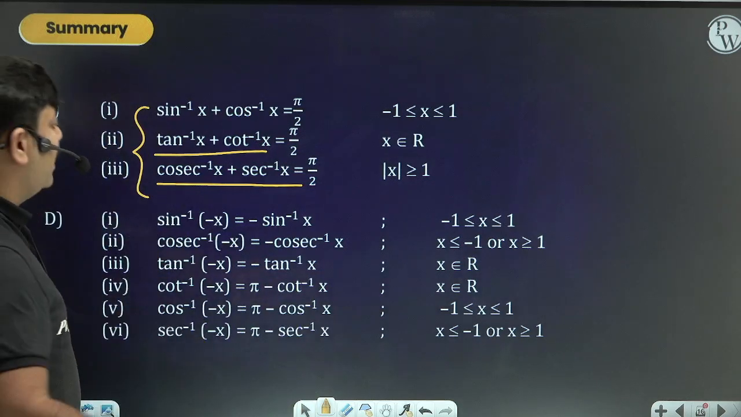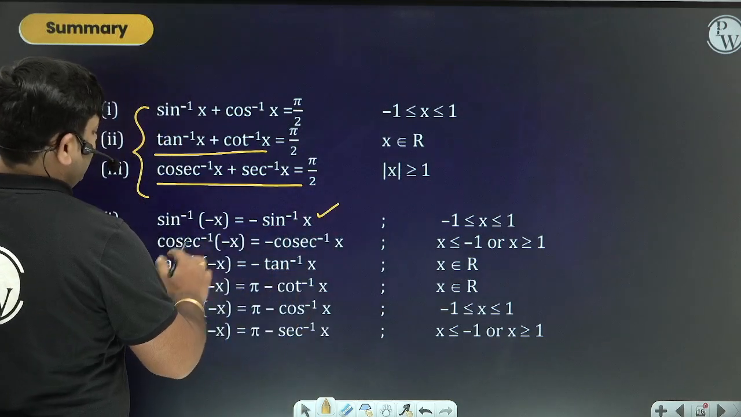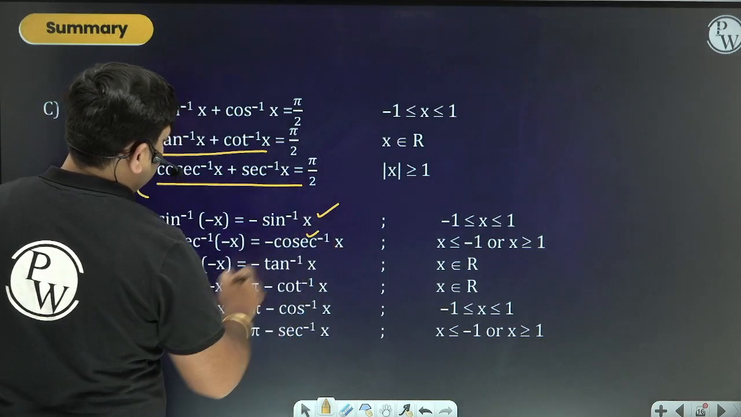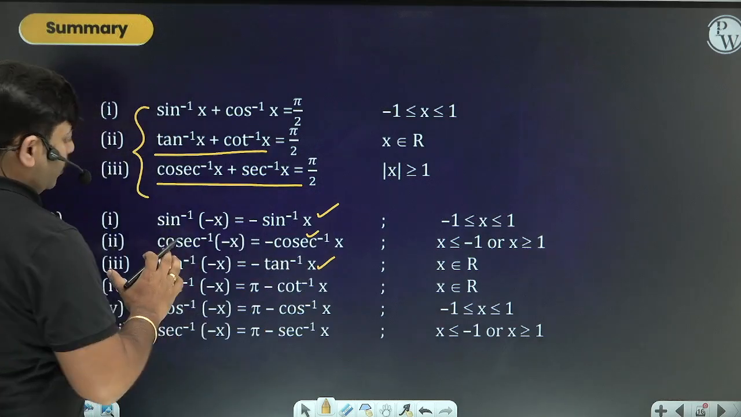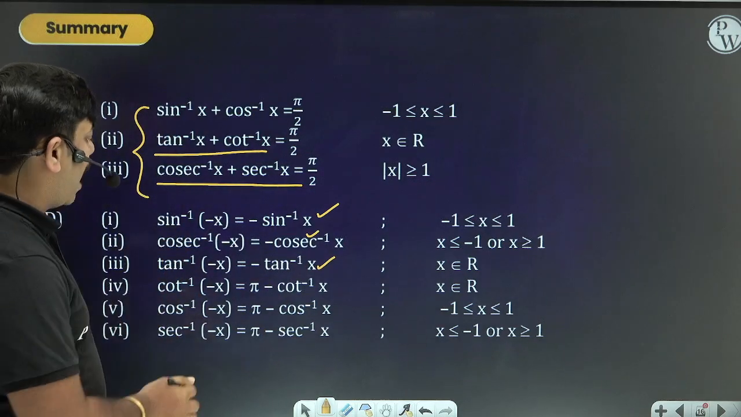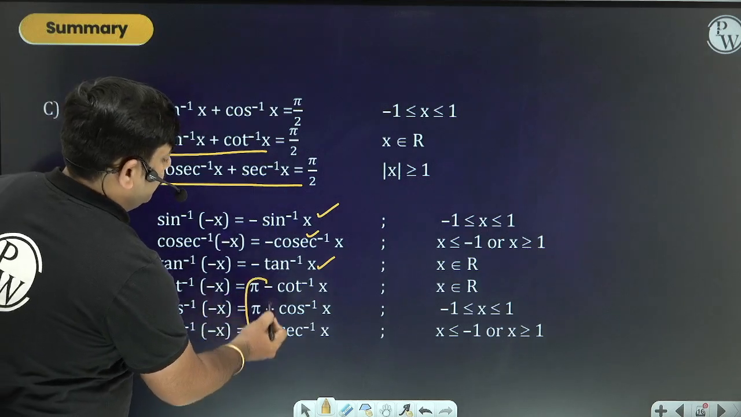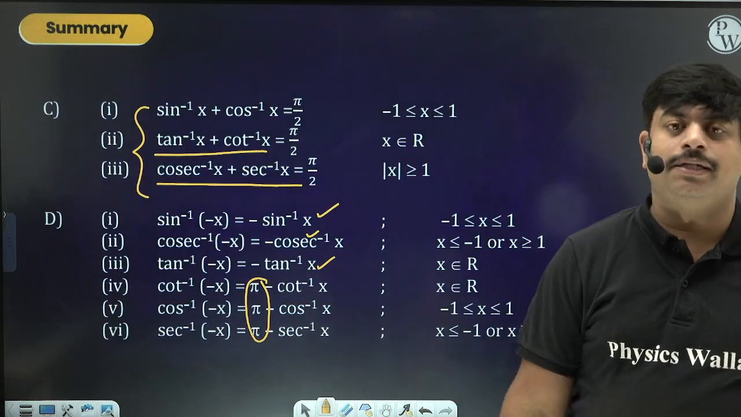And for a negative argument, sine inverse of minus x is equal to minus sine inverse x. For cosecant inverse, minus cosecant inverse. For tan, minus tan. For the remaining, not minus cos or minus secant, we will have pi minus theta. Any doubt, just keep some value, you'll understand why we are getting pi minus theta.